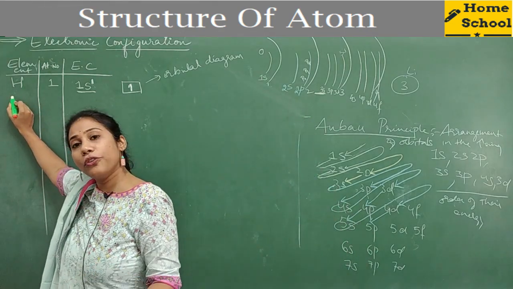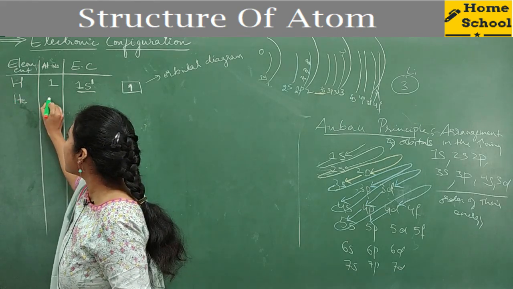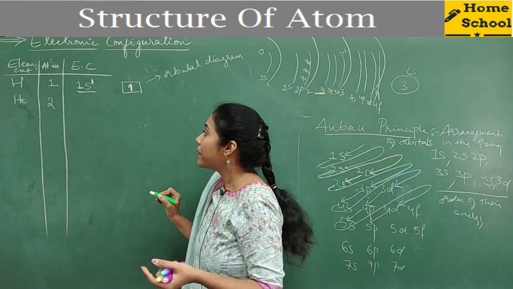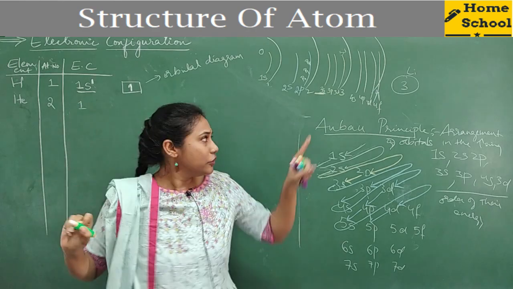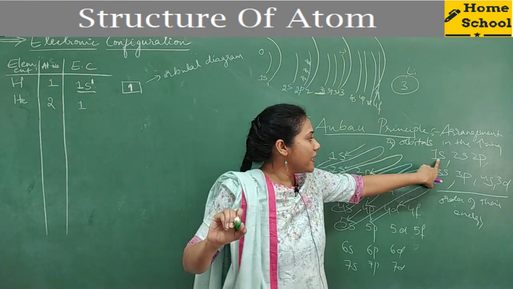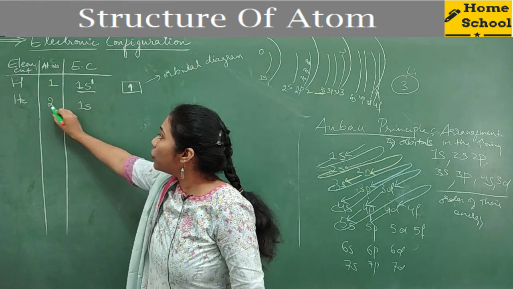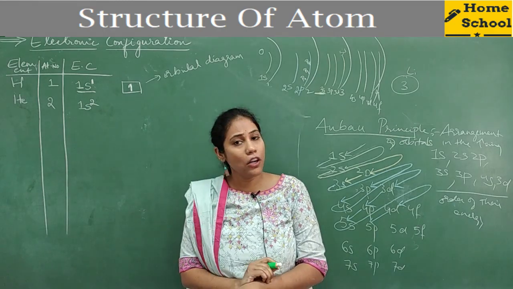And the next element is what? After hydrogen you have the element helium, right? Helium's atomic number is 2. That means there are 2 electrons in helium. So where does the first electron go? It goes to the first main shell only, the 1s subshell, right? So 1 electron, 2 electrons. Both the electrons are present in the 1s orbital.